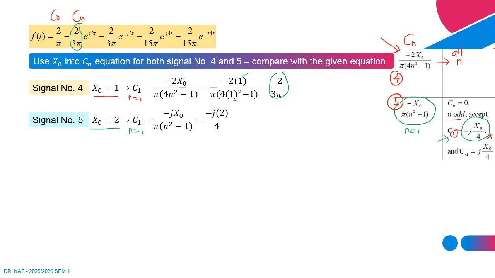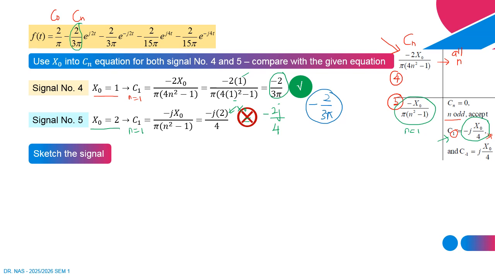Now when n equals 1, you need to use this equation for C1. So C1 equals negative jx0 divided by 4, where this is your x0. So it's basically equal to negative 2j divided by 4. But if you compare with the given equation, which is negative 2 divided by 3 pi, obviously from the comparison, signal number 4 is the best one that suits the given equation.